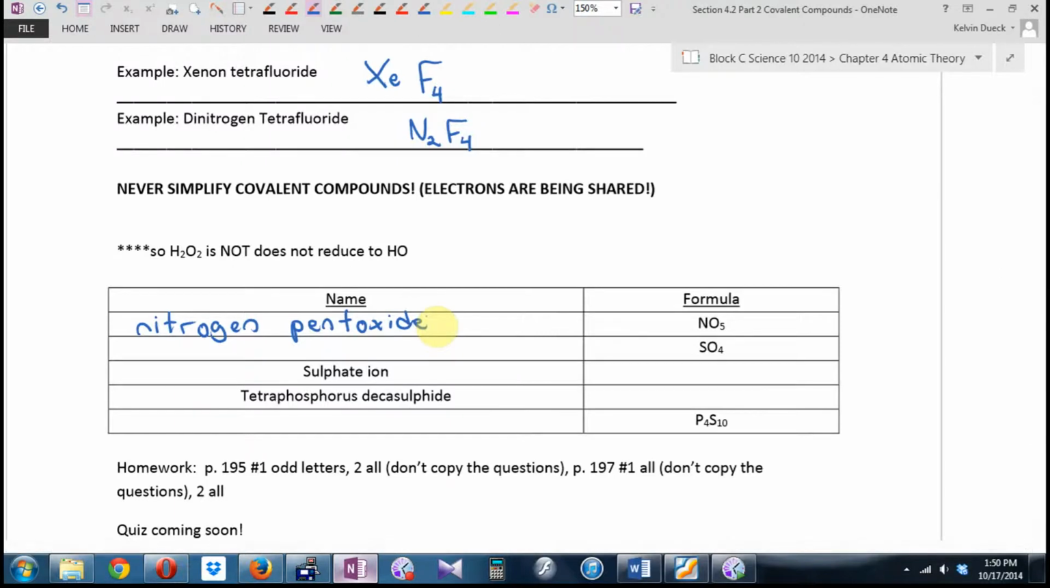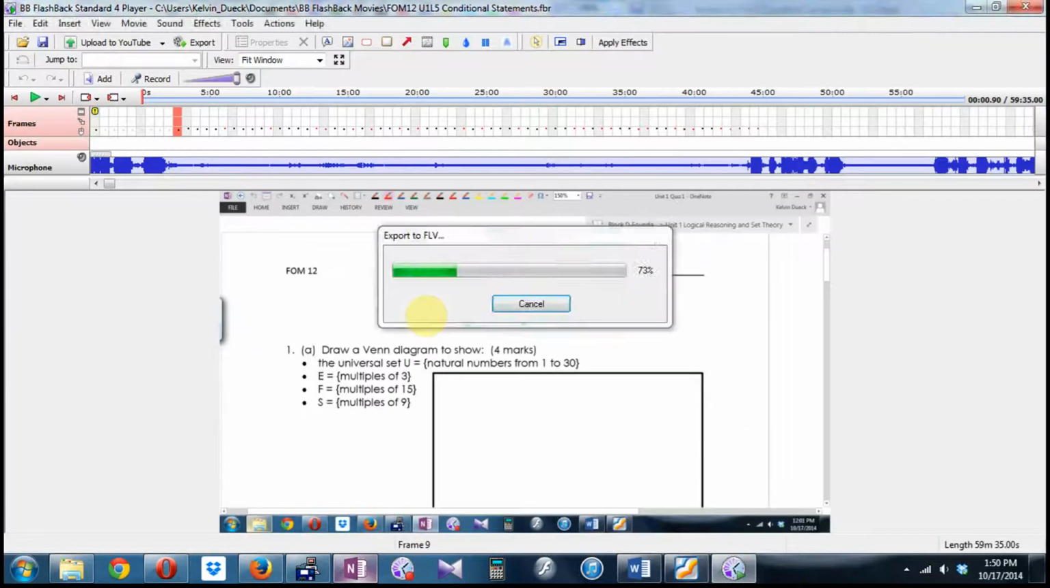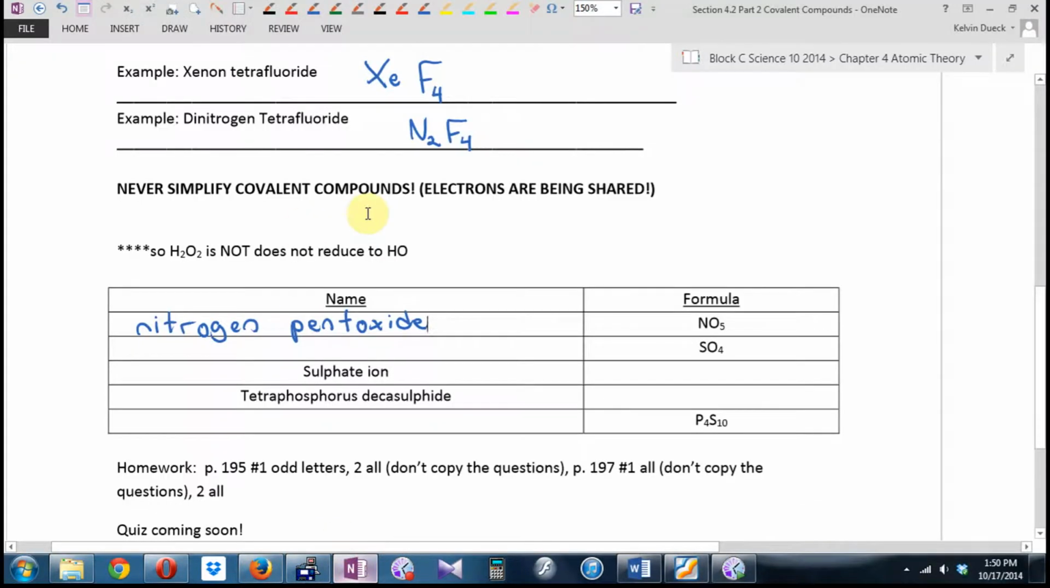Yep? Should the prefix be like capitalized or? I think it's generally lowercase, but I flip-flop. Okay. Yep. Whoop. Lesson from last class uploading.